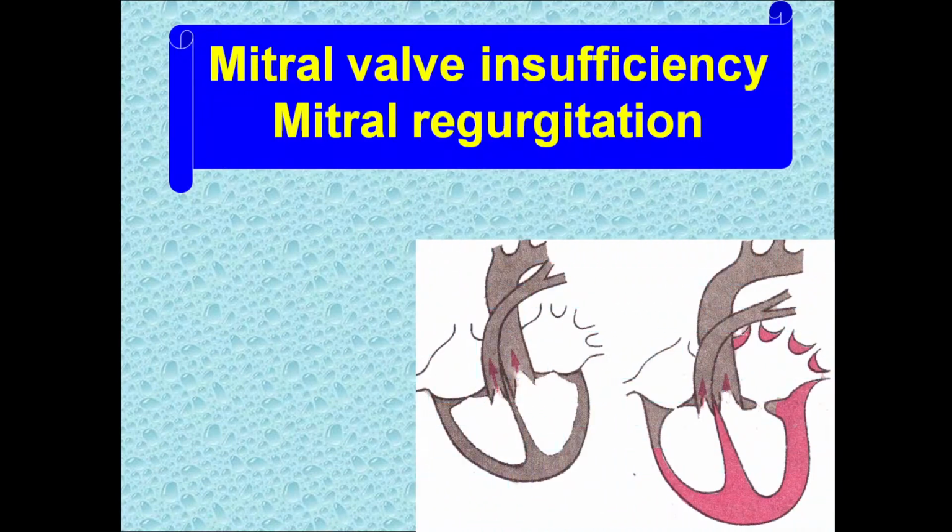Next, the heart defect, mitral valve insufficiency or mitral regurgitation. I explained to you its pathomorphological and hemodynamic characteristics. The mitral valve leaflets are shortened. As a result, they cannot close the mitral orifice during the systolic period.